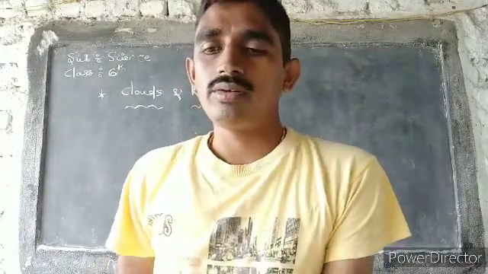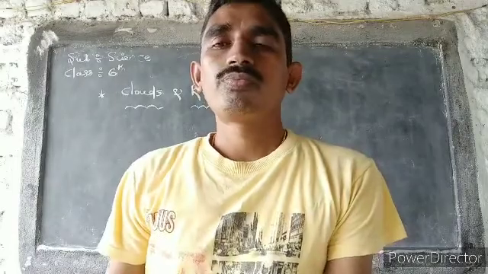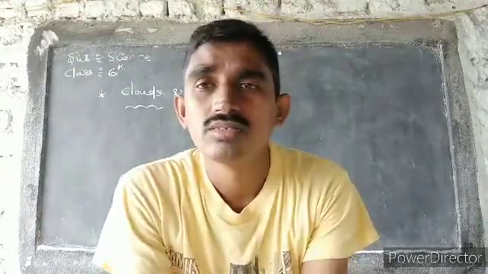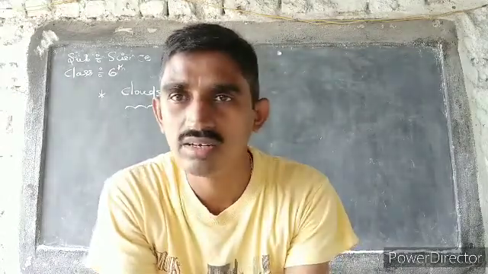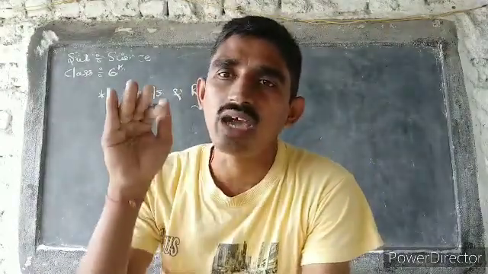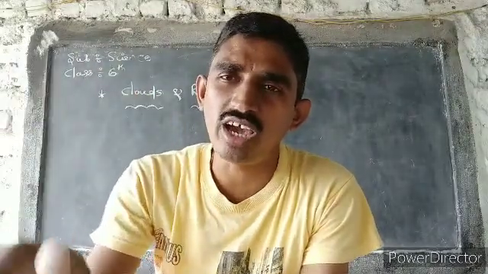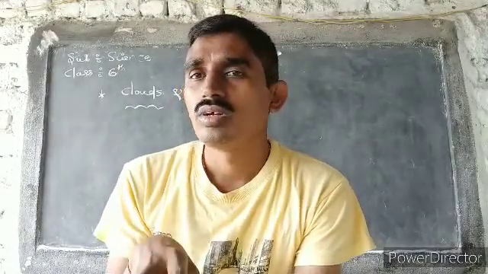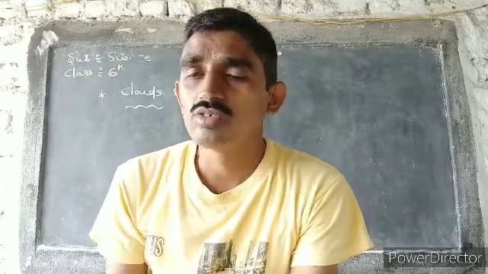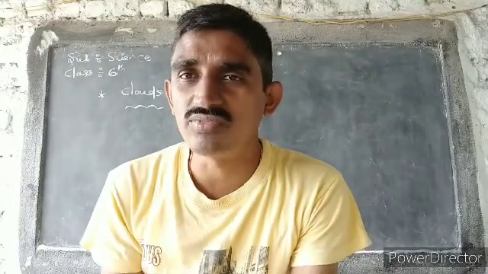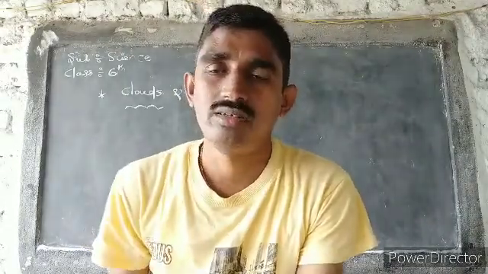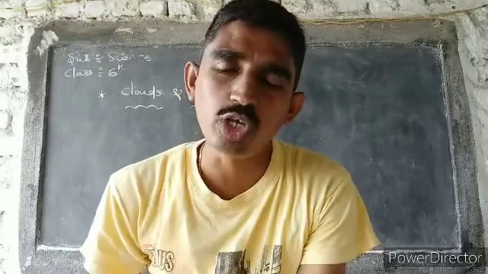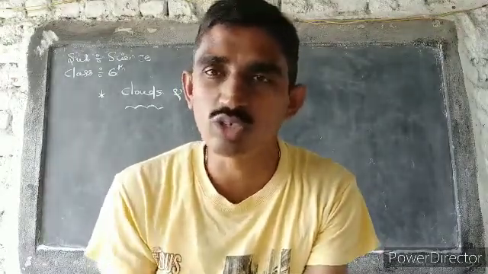So, clouds and rain. Whenever you see the sun, we are getting some sun rays from the sun, and these sun rays fall on the surface of the earth. But because the temperature is high, if you touch the surface of the earth, it is very hot, because the earth absorbs the heat, isn't it, students?